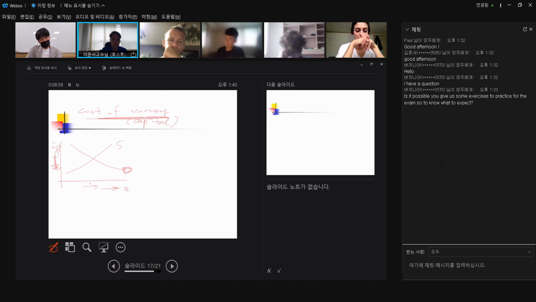If interest is increased, then demand is decreased. So the demand curve shows downward, just like that. So the supply curve and demand curve are just like that. So interest is determined at this point.